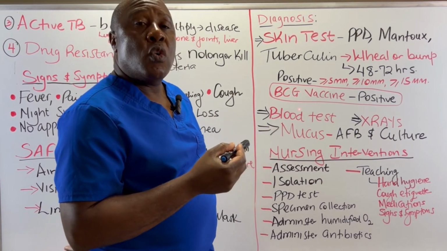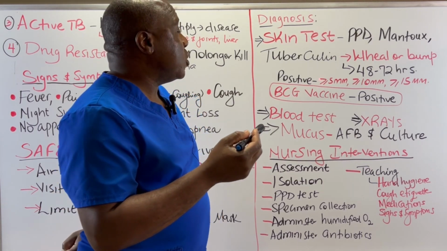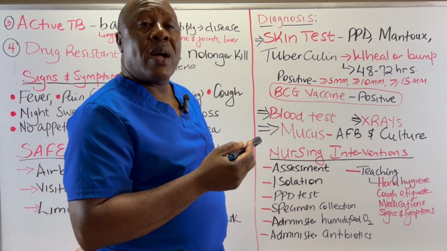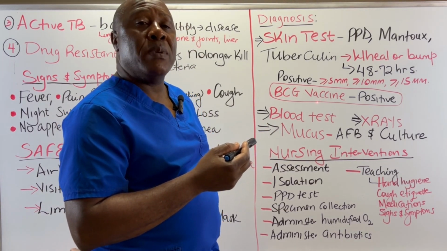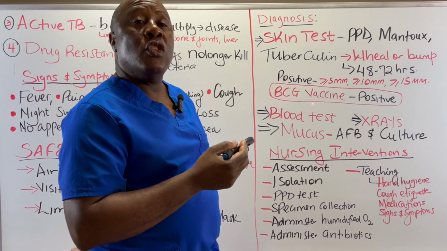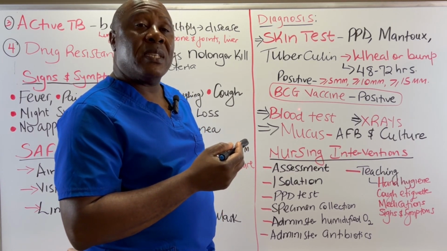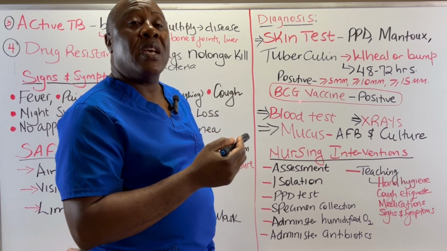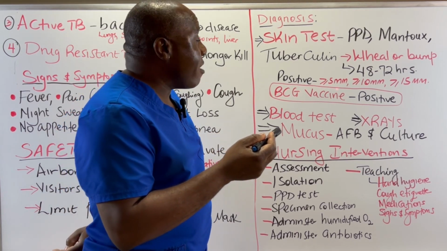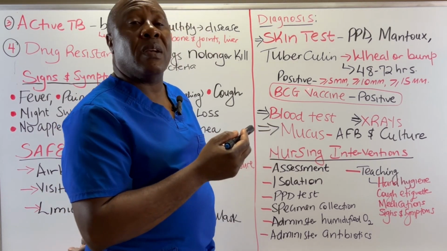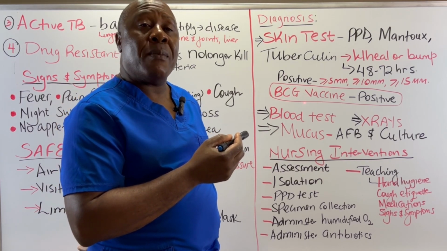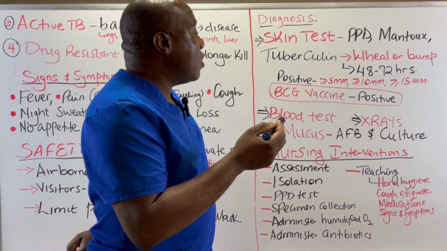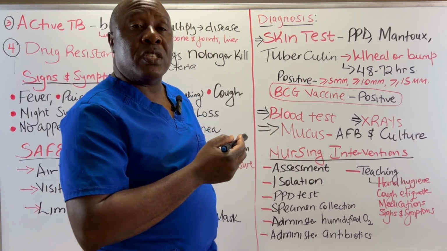The following people will be considered positive if the induration is greater than or equal to 5 millimeters. One, we have the immunocompromised people: those patients with HIV, those patients with AIDS, the cancer patients undergoing chemotherapy. We also have those people who have got an organ transplant. If their induration is greater than or equal to 5 millimeters, it is considered positive. We also have those people who have come into close proximity with an active TB patient. If your induration is 5 millimeters or more, then you'll be positive.